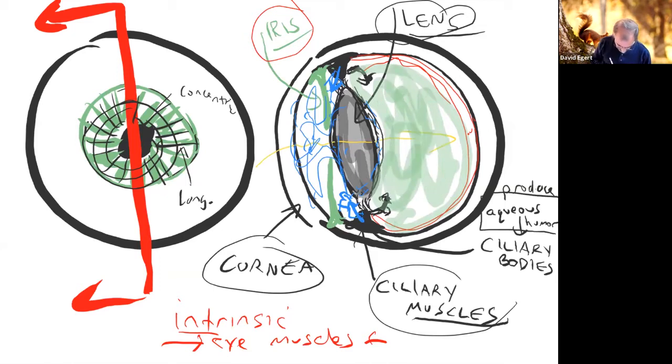This back part, instead of being filled with the more liquidy fluid, is filled with something that's more gelatinous called vitreous humor. Vitreous means glass, so it's kind of jelly-like. For those of you who've dissected cow or sheep eyes in anatomy, you've seen it. If you open up an eyeball, it looks like a big gooey gumdrop that falls out of the eye.